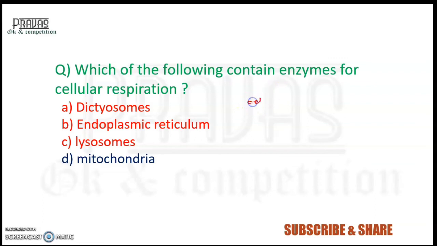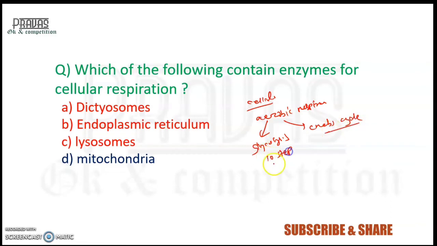Remember, cellular respiration is also called aerobic respiration, which consists of glycolysis and Krebs cycle. Glycolysis is a 10-step reaction and occurs in the cytoplasm, and Krebs cycle occurs in the mitochondria.